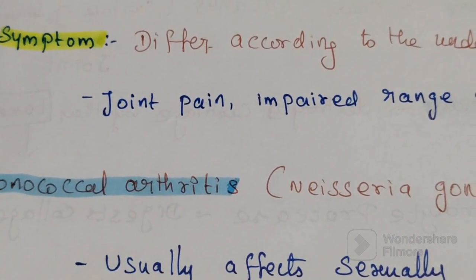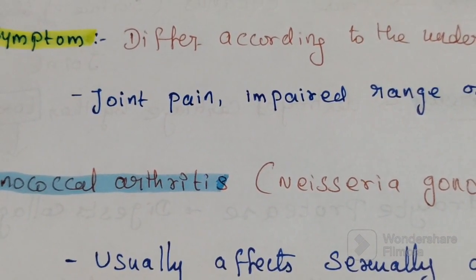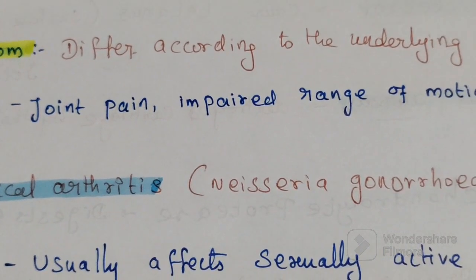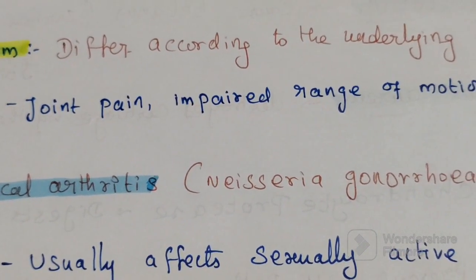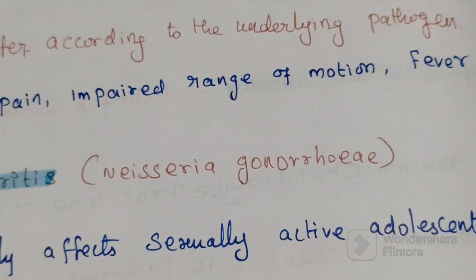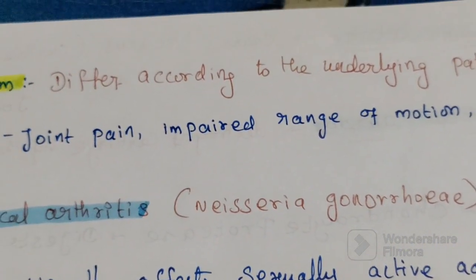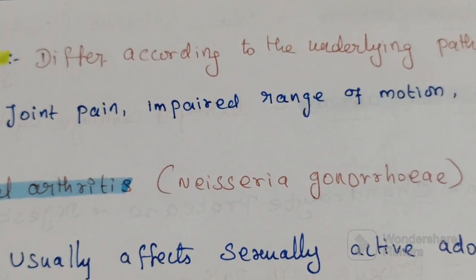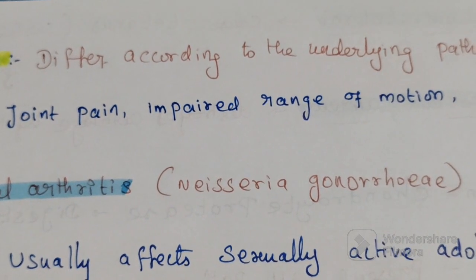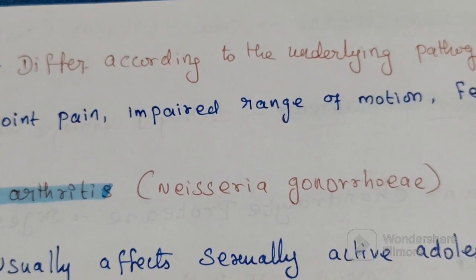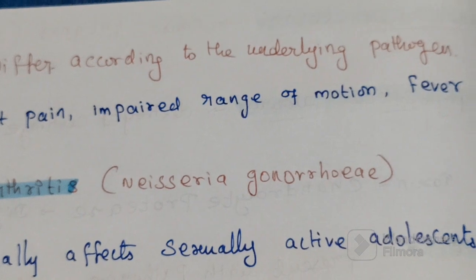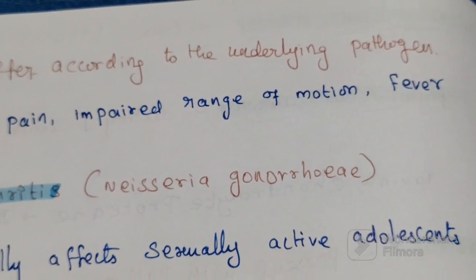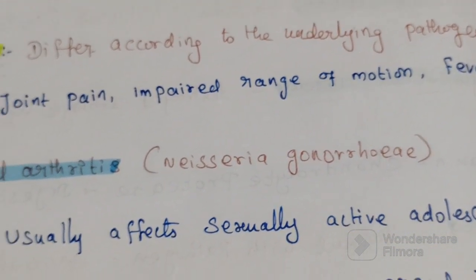What are the symptoms? People with septic arthritis develop joint pain, impaired range of motion and fever, but symptoms may differ from person to person and according to their underlying pathogen. Based on their pathogen, it can also vary from person to person.